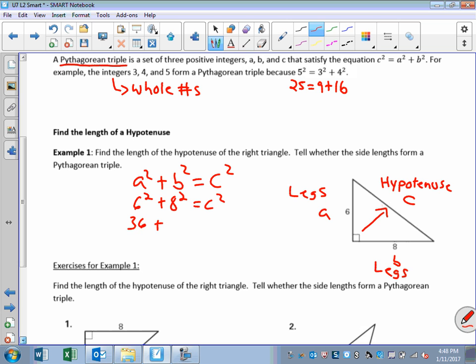36 plus 64 equals c squared. 100 is equal to c squared. Now, again, to undo the square, we have to take the square root of both sides to get our final answer. So 10 is equal to C. Okay? And C is the hypotenuse. So over here in our little diagram, we can write 10.